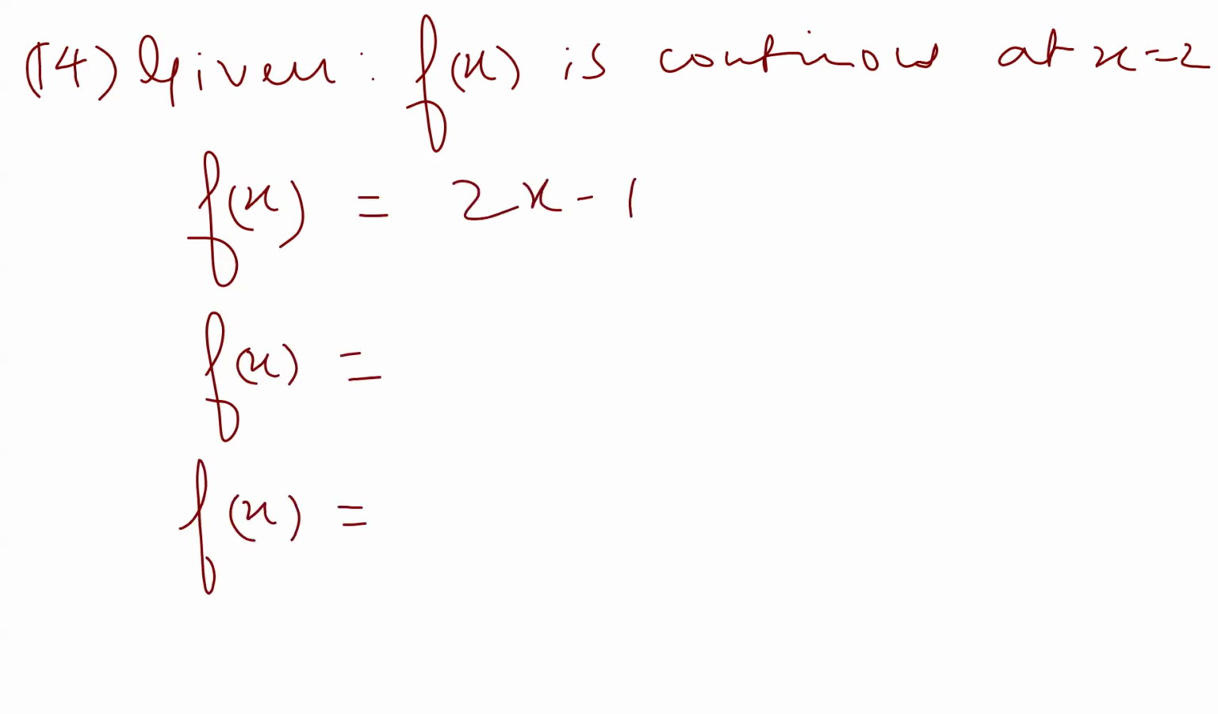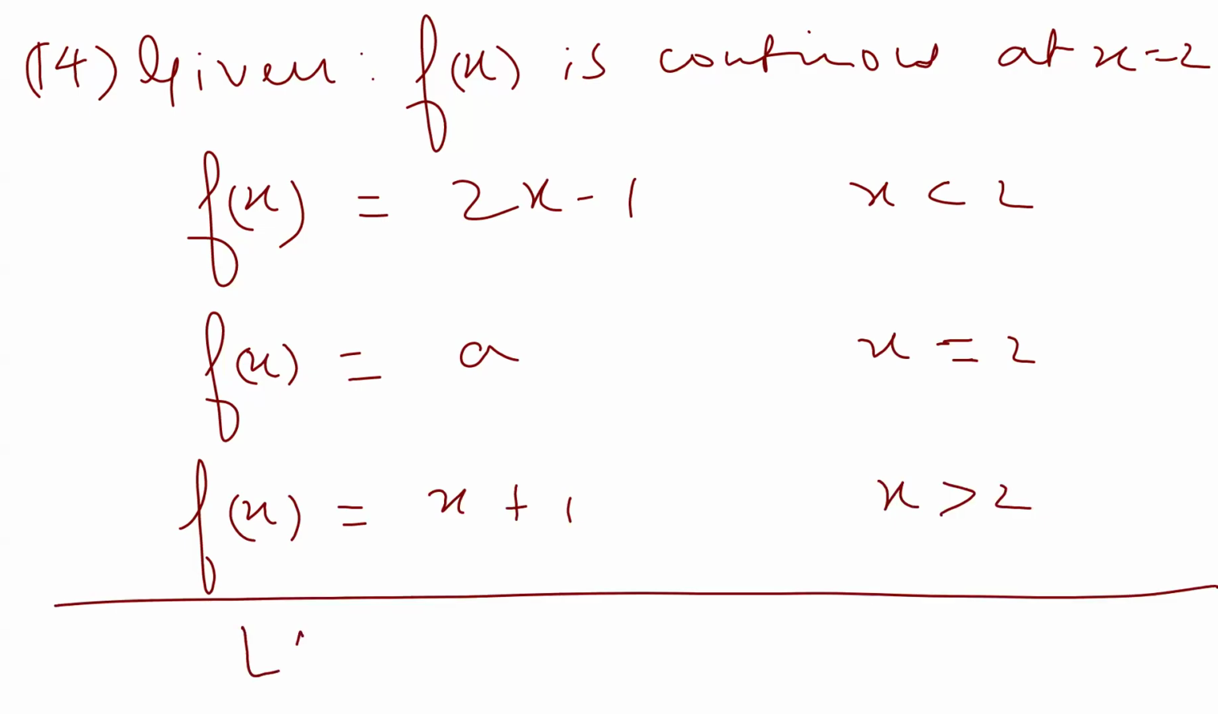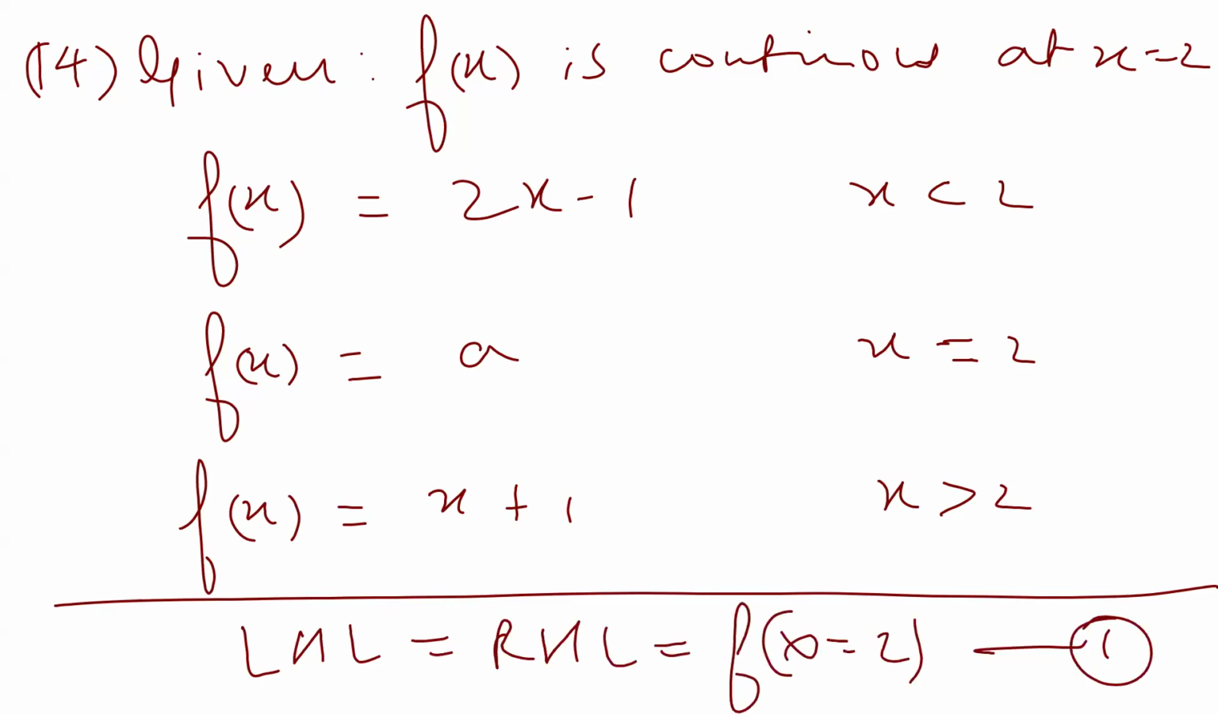2x minus 1 when x is less than 2, A when x is equal to 2, and x plus 1 when x is greater than 2. So LHL equal to RHL equal to f of 2. This is a true thing. We don't have to prove that all three are equal. It is already equal. So now.